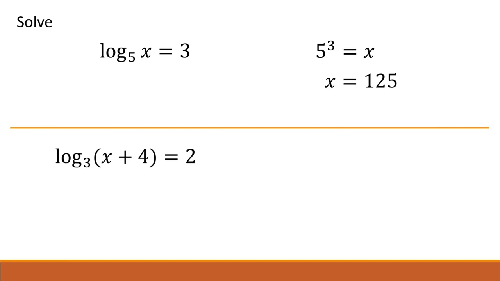Let's solve log base 3 of x plus 4 equals 2. Once again, if we rewrite this as an exponential equation, we'll be able to solve it. So 3 to the 2nd power equals x plus 4. 3 to the 2nd power is 9, so 9 equals x plus 4. And subtract 4 from both sides of the equation to get x equals 5 as our solution.